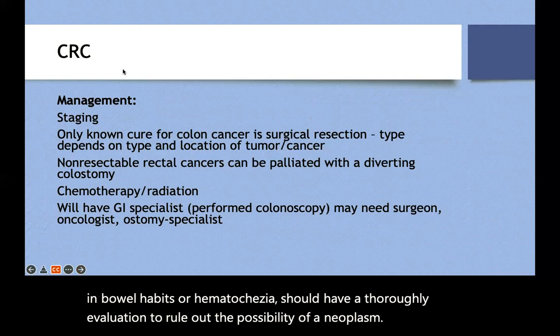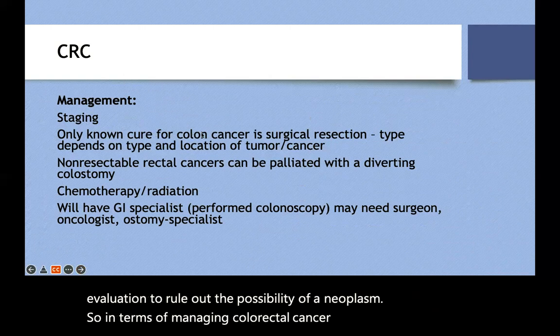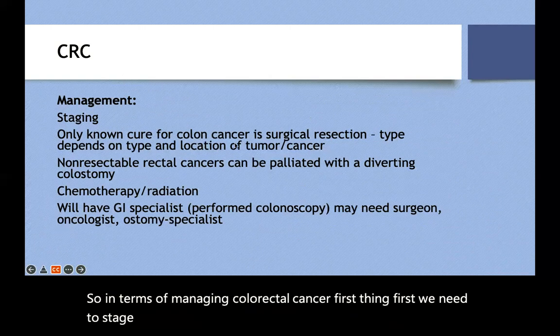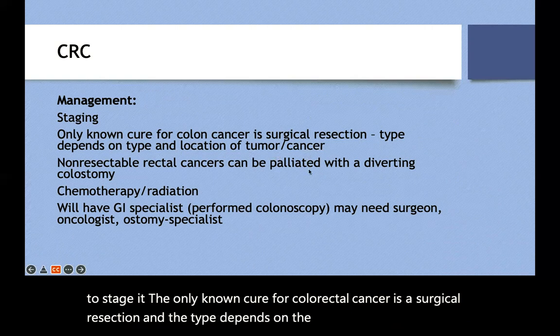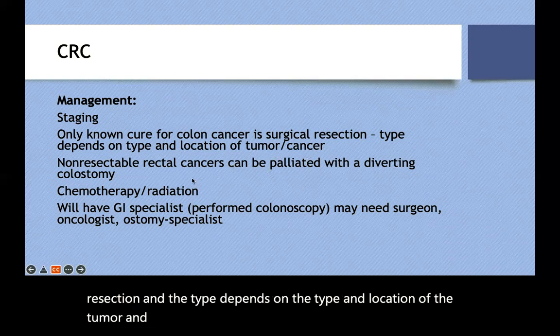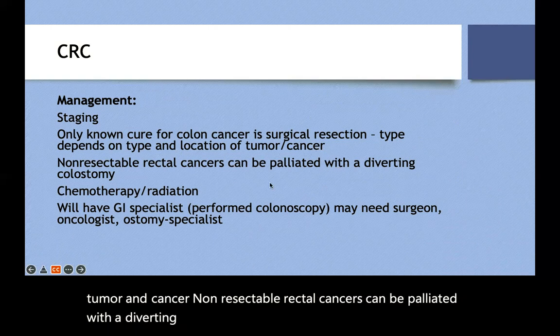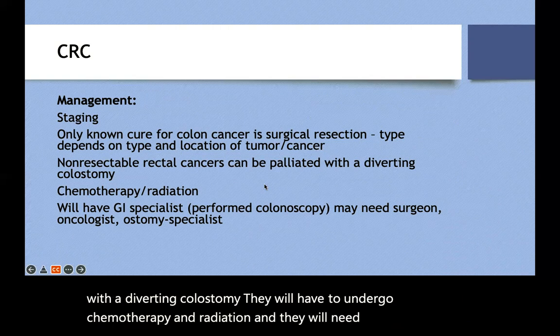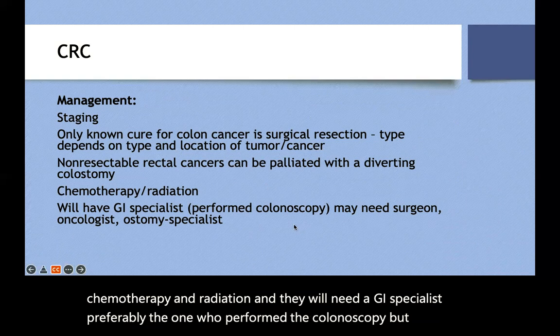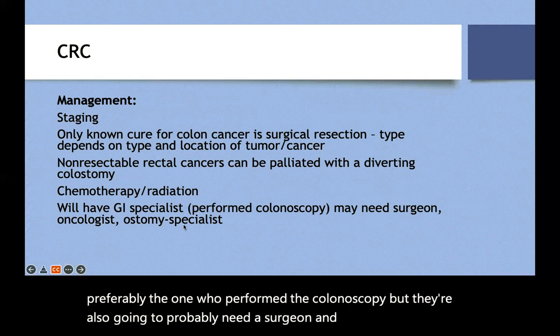So in terms of managing colorectal cancer, first things first, we need to stage it. The only known cure for colorectal cancer is surgical resection, and the type depends on the type and location of the tumor and cancer. Non-resectable rectal cancers can be palliated with a diverting colostomy. They will have to undergo chemotherapy and radiation, and they will need a GI specialist, preferably the one who performed the colonoscopy, but they're also going to probably need a surgeon, an oncologist, and now an ostomy specialist.